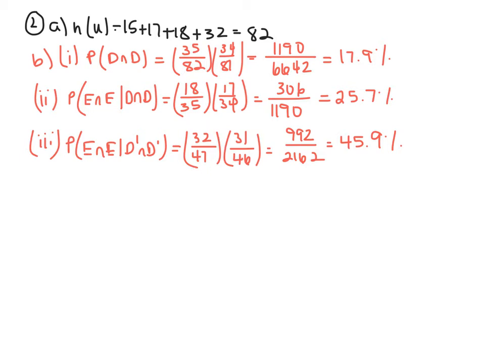Once they're out, I have one less iPhone and one less person total. So the probability that the next person I pick has an iPhone, given that they do not have an iPad, is 31 out of 46. So it's 992 over 2,162, which is a 45.9% chance.